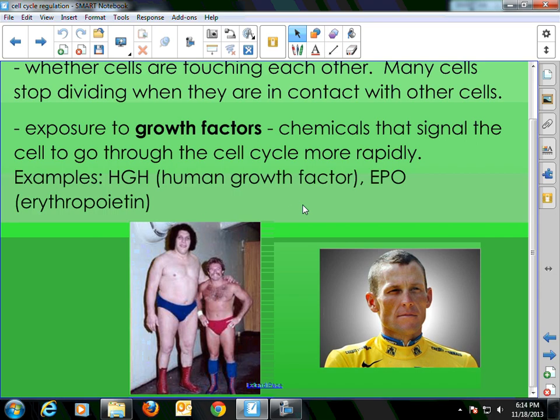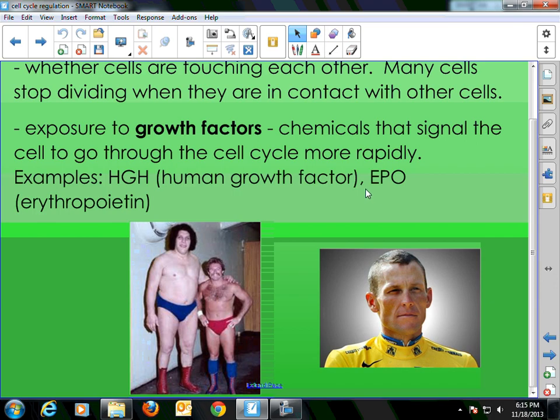People who go to high altitude to train, what happens is their body perceives they need more oxygen, and it produces this hormone erythropoietin to make more red blood cells. And so that's why a lot of elite athletes like Lance Armstrong, pictured on the right here, go to high altitude to train to make their body produce this hormone and get more red blood cells and therefore more oxygen.